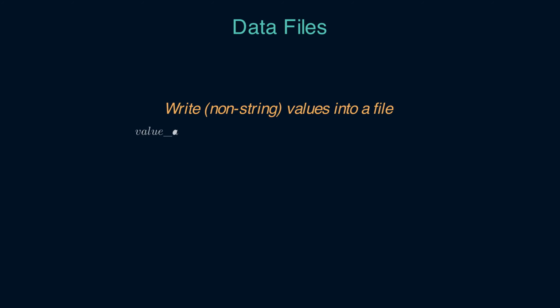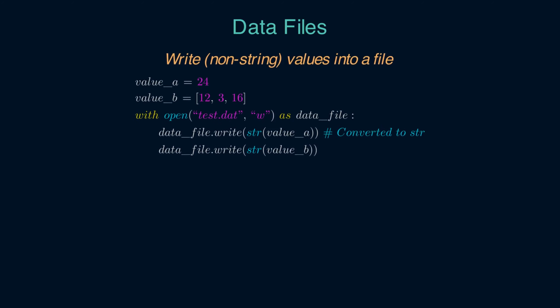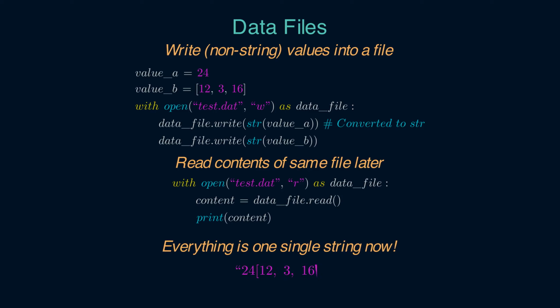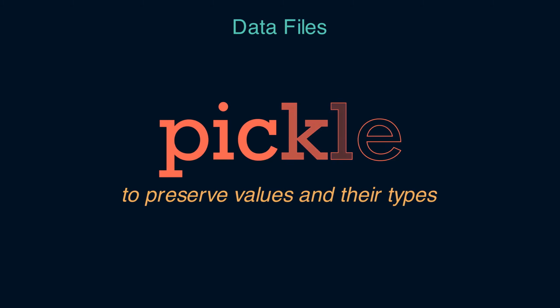Any value we put into a text file must be a string. Notice the conversion here. And any value we extract from a text file will be a string. That's a problem, everything is in one long string now. We don't know how to convert them back into the original values. Instead, to preserve values and their types as such, Python has a module, named Pickle.